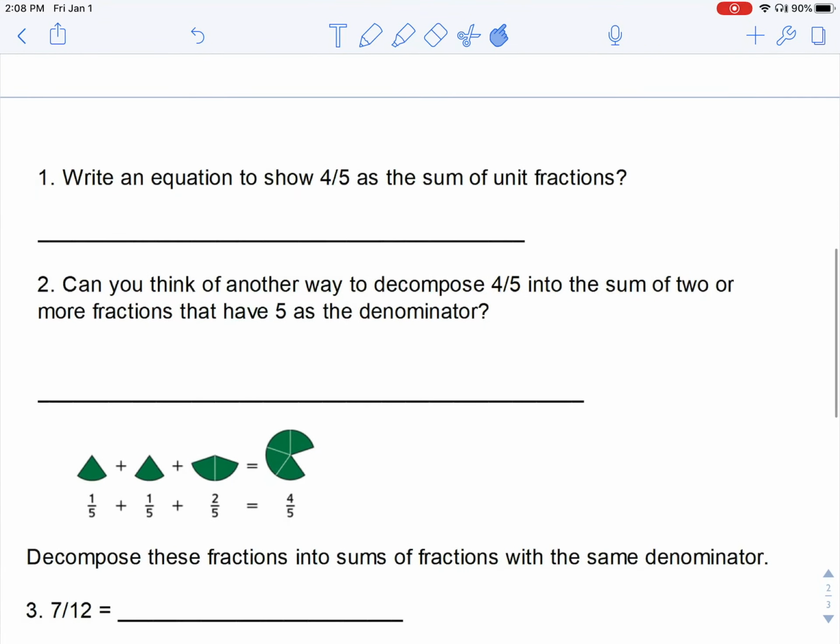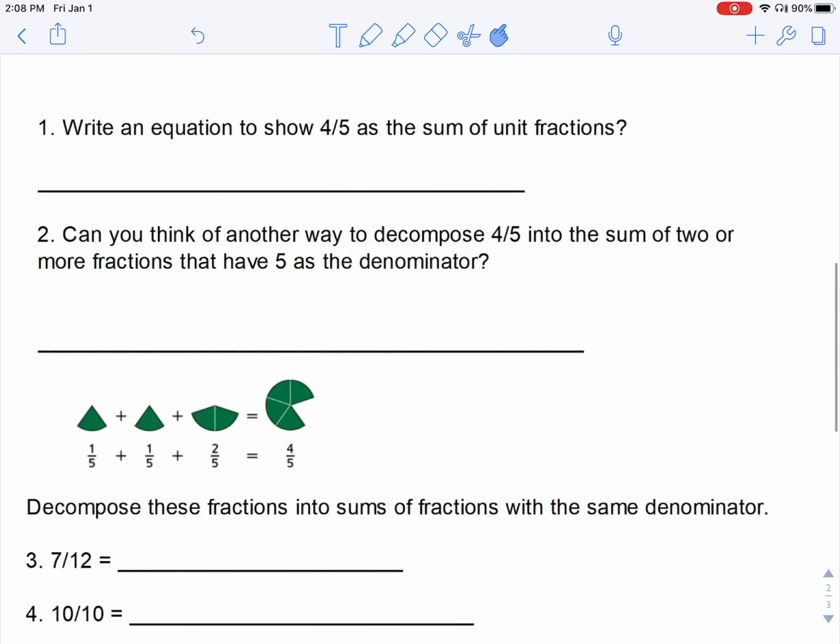Write an equation to show 4/5 as the sum of unit fractions. And can you think of another way to decompose 4/5 into the sum of 2 or more fractions that have 5 as the denominator? I want you to go ahead and pause the video and try numbers 1 and 2 on your own, and then play back when you're ready to go back over it.